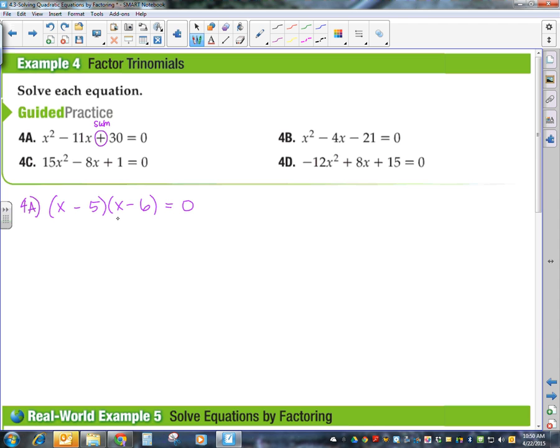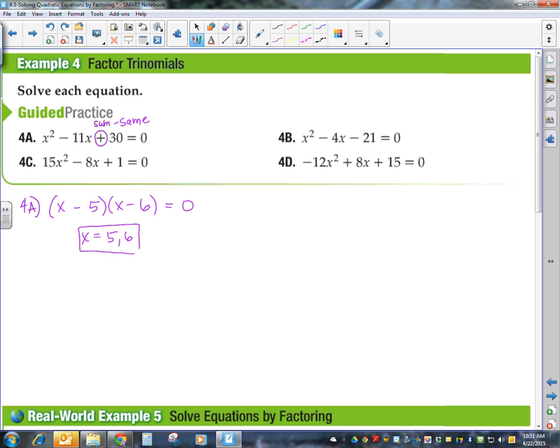Now, why did I make them both minus? Because if it's a sum, then your signs will be the same, and they always take the sign of that second term. So x minus 5, x minus 6 equals 0, which tells me that x equals 5 or 6.